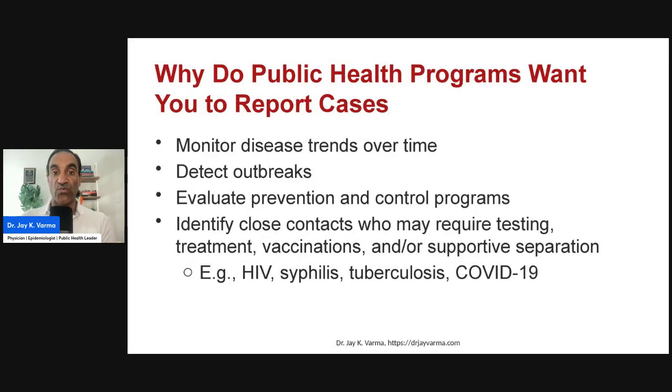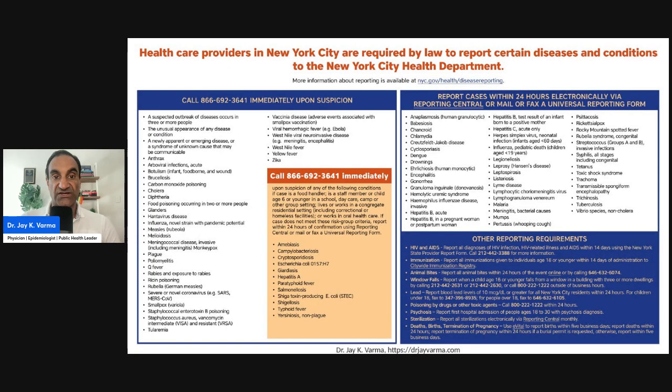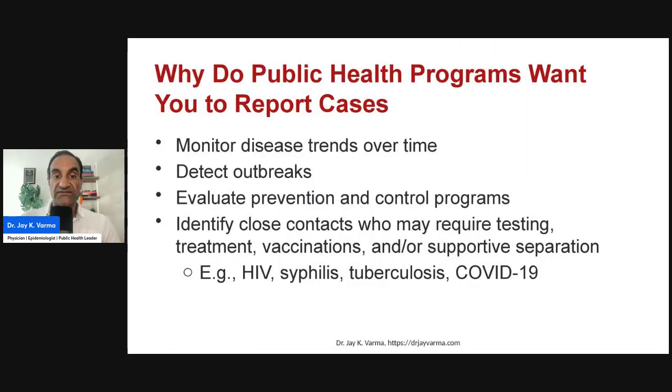Why do public health programs want you to report cases? Well, first, they want you to monitor cases of disease over time. Second, they want to help you detect outbreaks. Third, they want to evaluate prevention and control programs. And fourth, they want to identify close contacts who may require testing, treatment, vaccinations, and possibly supportive separation, known as quarantine or isolation. And this is most important for diseases like HIV, syphilis, tuberculosis, and during the recent pandemic, COVID-19.